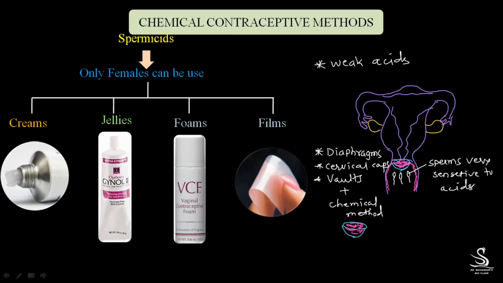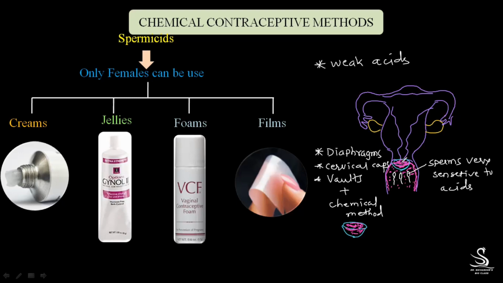Whenever the sperms come in contact with these chemicals, the weak acids which were applied on the inner side of the vagina, they will start to die. One by one, they will start to die over here. And they are not even able to take an entry, because there is a barrier which is placed upon the cervix.